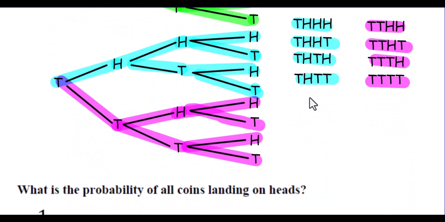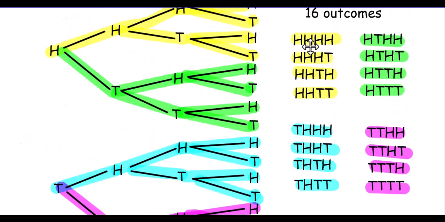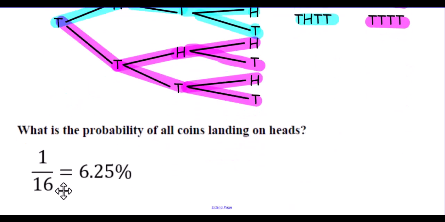That's going to impact our final portion where it says, what is the probability of all coins landing on heads? Well, there's 16 total outcomes. That's our denominator. Only one of those 16 outcomes is all heads. So 1 out of 16, if we convert that to a percent, that is going to be 6.25%. So a pretty low percentage that all of the coins land on heads.